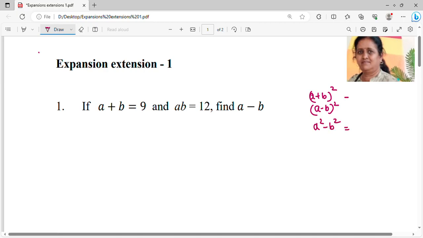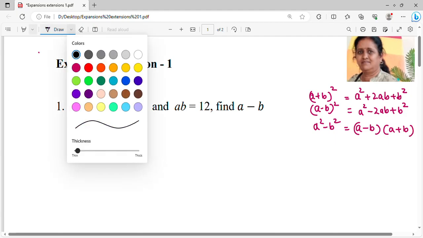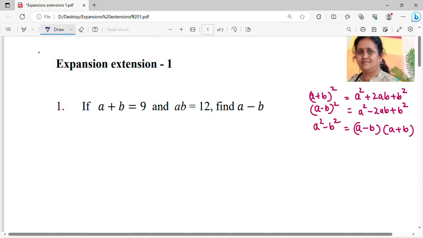You really need to make a distinction between these three: a squared plus 2ab plus b squared, and this one would be a squared minus 2ab plus b squared. And obviously this is the difference of two squares, so it's a minus b multiplied by a plus b. Now, we need to understand how to use these formulas or identities to obtain these values. It's very simple.